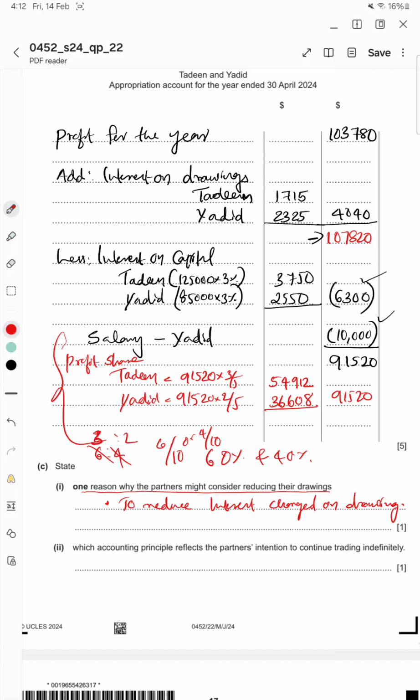Then which accounting principle reflects the partners' intention to continue trading indefinitely? Indefinitely means the going concern principle. The business will go on: going concern. So this is all about this partnership question. Just go through the questions, and if you have any doubt, just comment on it.